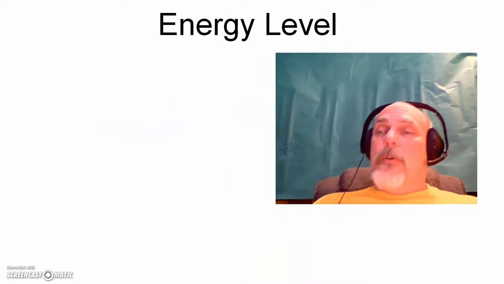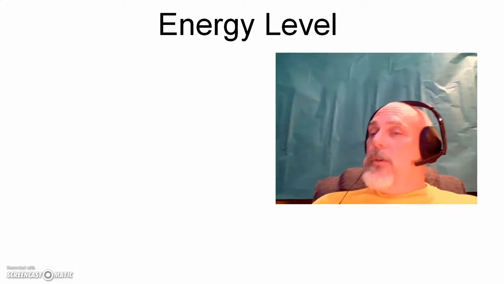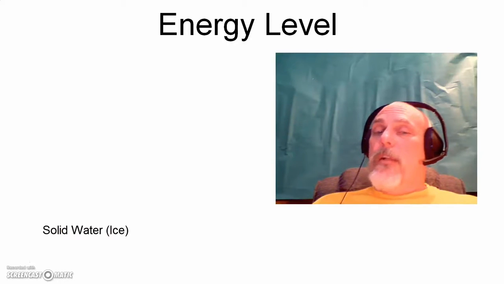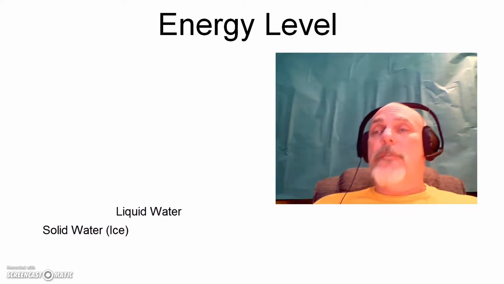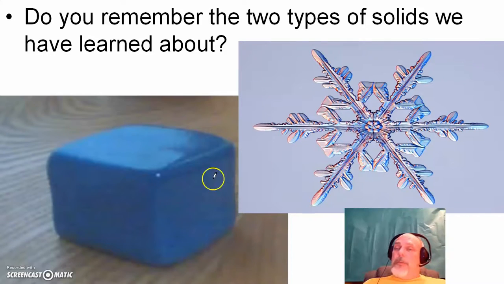And let's go back to our little handy dandy energy level chart. And you can see that the solid of substance A, now we can substitute ice. So the solid ice is going to be at a lower energy level than liquid of the same substance. Do you remember the two types of solids that we've learned about? And if you take a look at the two, you could clearly see some great differences.